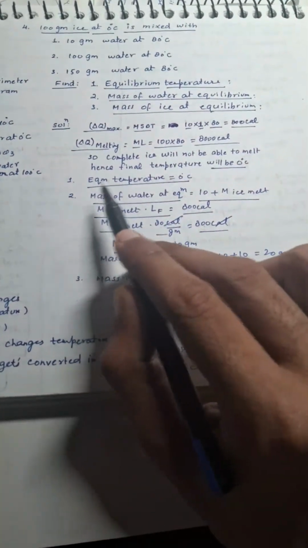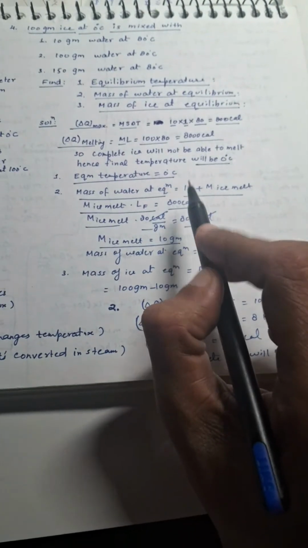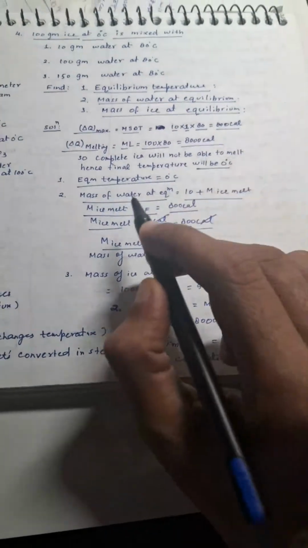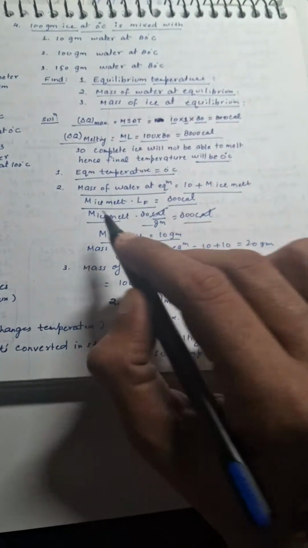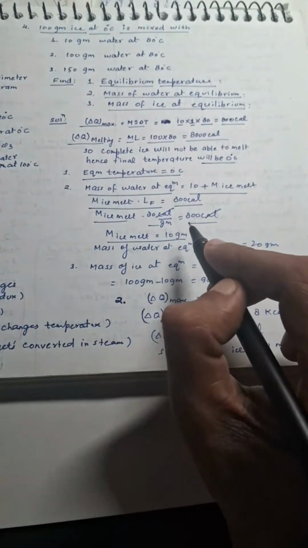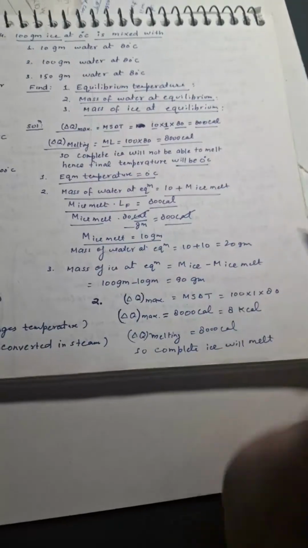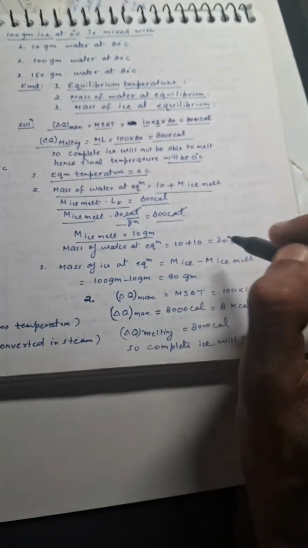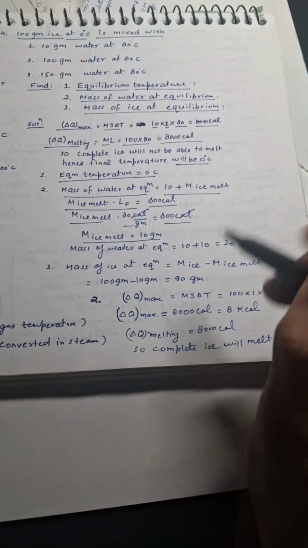So the final temperature will be 0 degree, and the mass of water at equilibrium will be 10, which is the mass of water over here, plus the mass of ice melt. Now the mass of ice melt can be found using mL equal to 800. So from here we can calculate that the mass of ice melt is also 10 gram. So total mass of water will be 10 plus 10, which is 20 gram. Now the mass of ice at equilibrium: 10 gram ice melt, so the mass of ice left will be 90 gram.